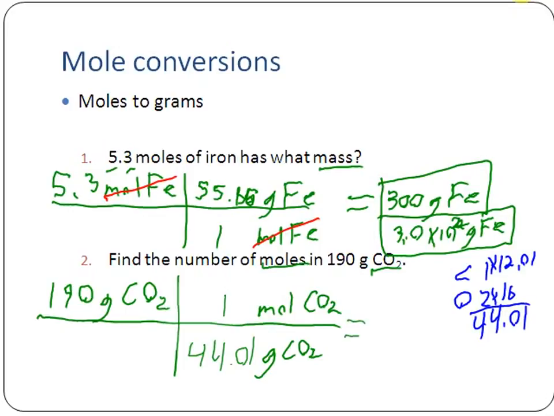Alright, so continuing here, we can once again multiply across the top, divide by the bottom. So we have 190 times 1 divided by 44.01. And so doing that, we get 4.3172. Significant figure-wise, we have 1, 2 here, and so our answer will just be 4.3. So there are 4.3 moles of CO2 in 190 grams of CO2. And so that's how we go from grams to moles.